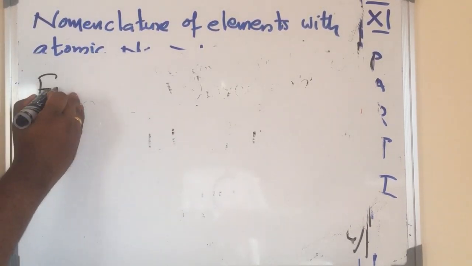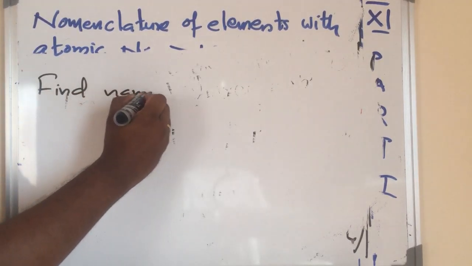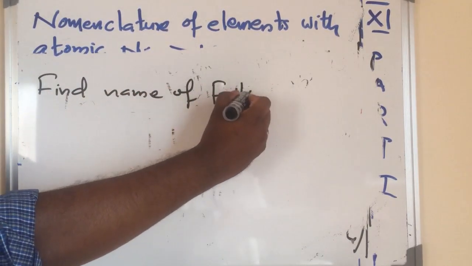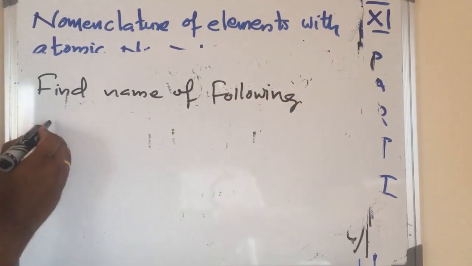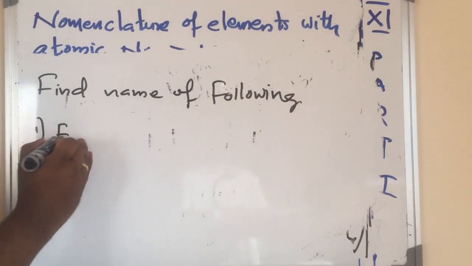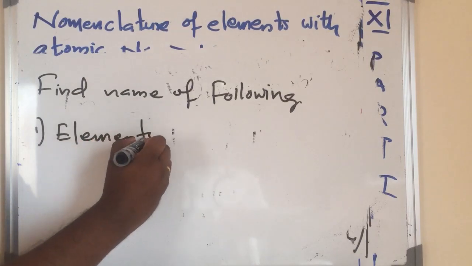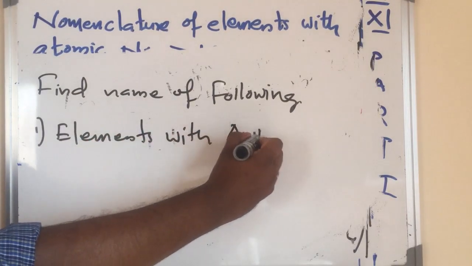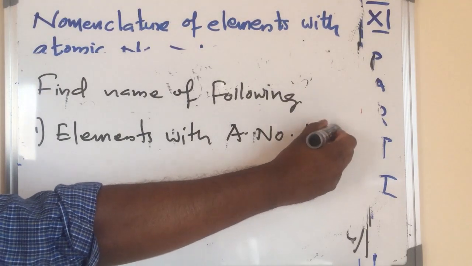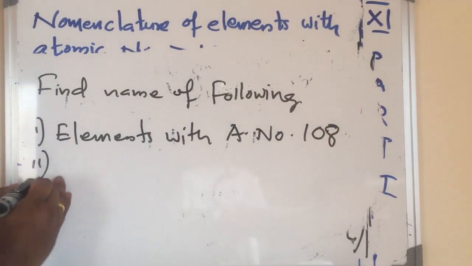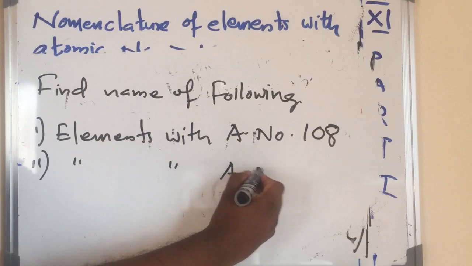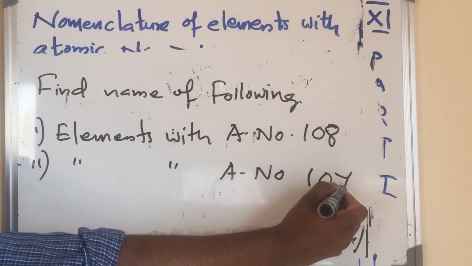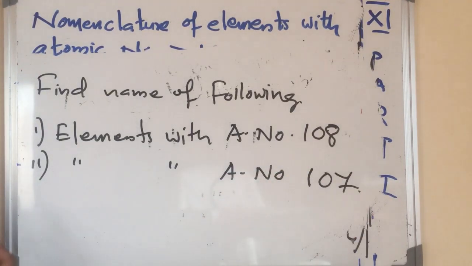Find the names of the following elements: the element with atomic number 108, and second, the element with atomic number 107. So find out the answers, it will help you revise the topic one more time.